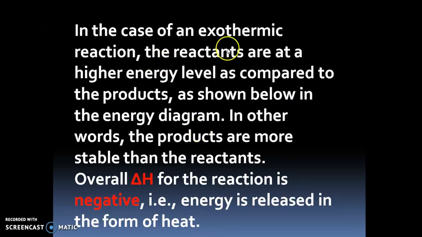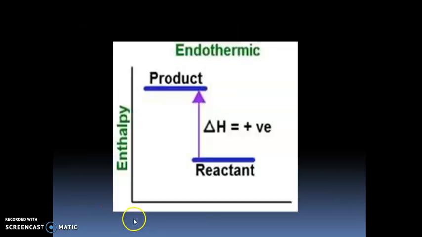In the case of an exothermic reaction, students, we know that the reactants are at a higher energy level as compared to the products, as shown in the energy diagram. In other words, we can say the products are more stable than the reactants. So the overall delta H value is negative in an exothermic reaction.